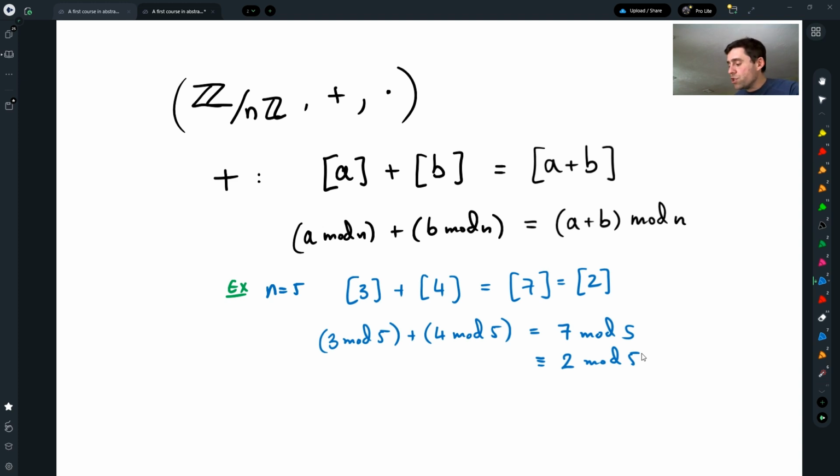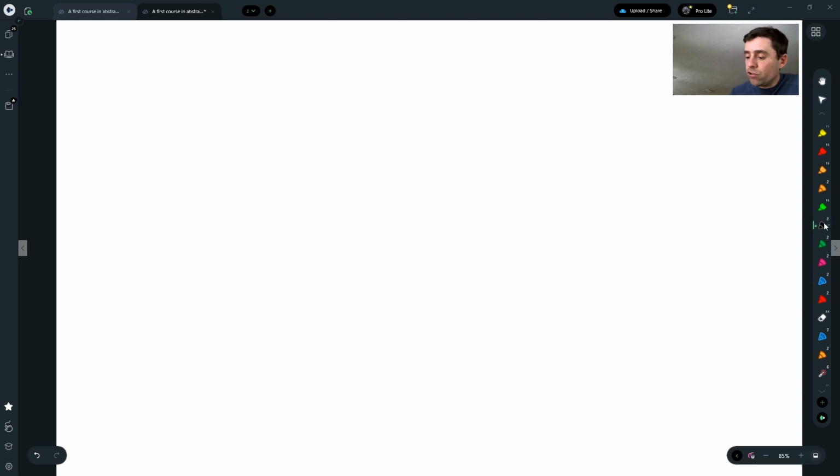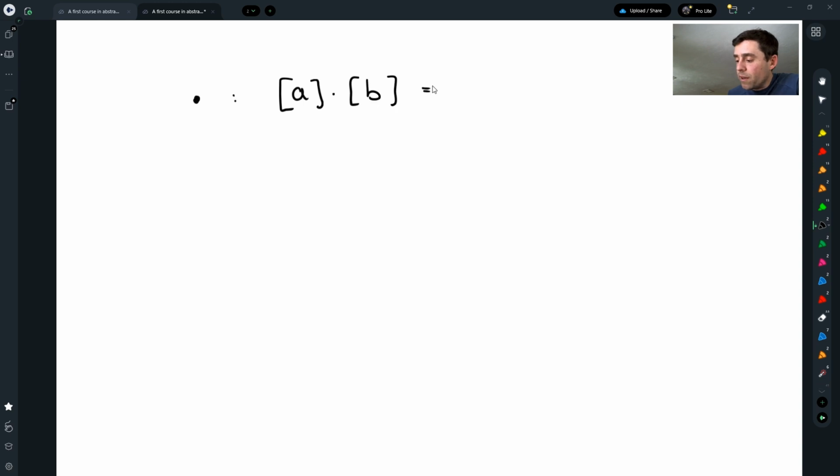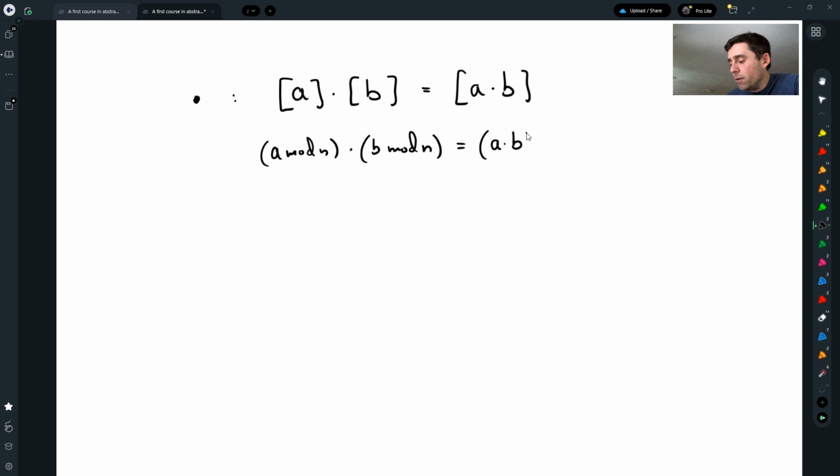So that is my addition on Z modulo nZ, and then I can also endow it with a multiplication, which is going to be: the class of a times the class of b is going to be the class of a times b. In congruence notation, we have the class of a modulo n times the class of b modulo n, that is a times b modulo n.